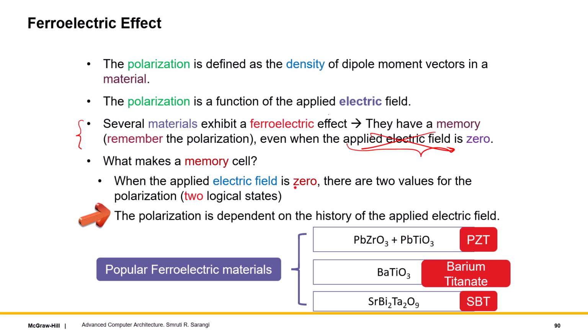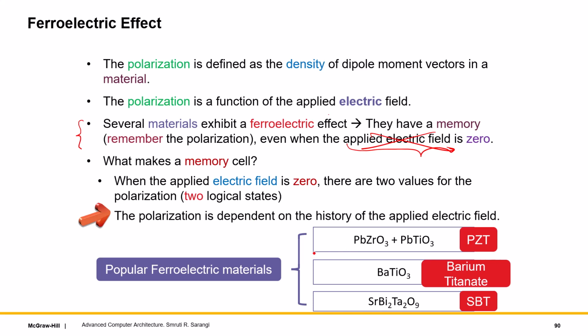When the applied electric field is zero, there can be two values for the polarization. There can be two logical states, right? These logical states, as we shall just see, in a sense determine whether the cell has a high resistance or a low resistance. And the polarization, needless to say, is dependent on the history of the applied electric field, because the cell appears to be exhibiting some sort of a memory of what electric field was applied to it.